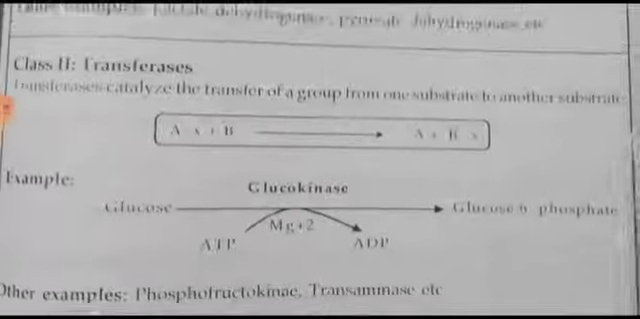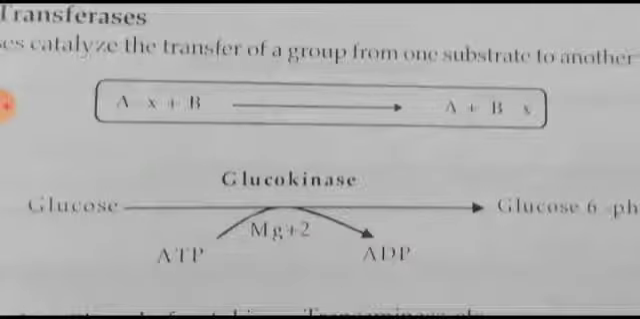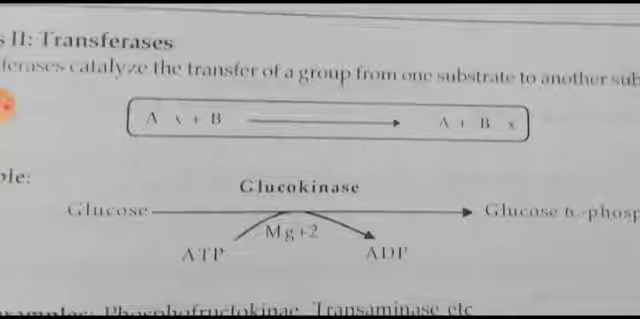In this illustration, you can see A with X plus B. If A is attached to X, which can be any group, the X may be aldehyde, keto, amino, any one of the chemical groups. After the arrow mark, you can see A is free and B has got the group which was previously present with A. So B got the group. If aldehyde is the group X present with A before the reaction, after the reaction that aldehyde is transferred to the B substrate.